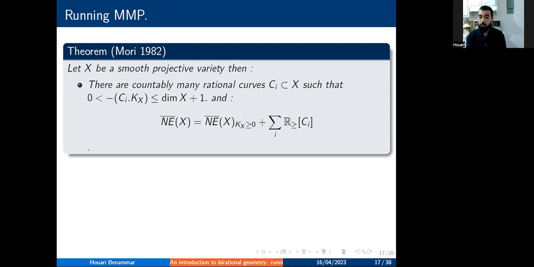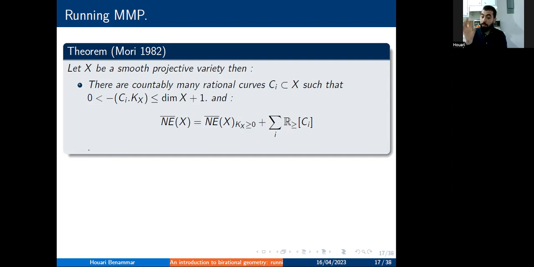So we take X as a smooth projective variety. Then there are countably many rational curves C_i such that the intersection of C_i and K_X is negative, and the effective cone is decomposed in two parts: when K_X is positive and when K_X is negative. This negative part is written as a sum of the classes of these rational curves.